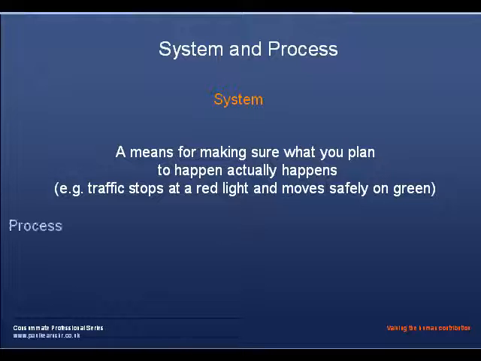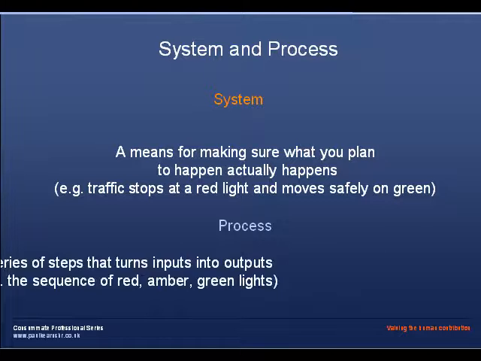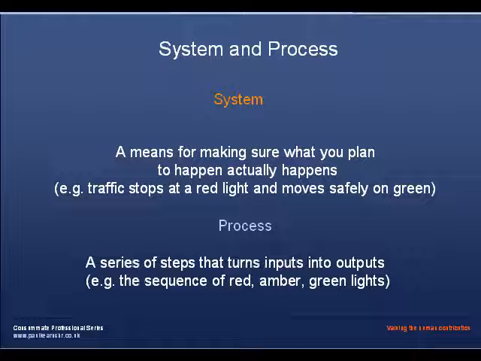But let's not confuse them with a process. A process is a series of steps that turns inputs into outputs. So going back to the traffic lights, the sequence of red, amber and green lights are the inputs into that process, and the outputs is when the traffic moves or stops according to what we want to happen. A process always sits within an overall system. It never works the other way around.